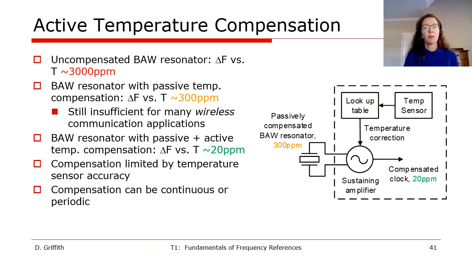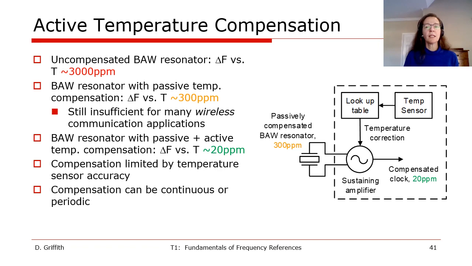However, we saw that we could add passive temperature compensation through the SiO2 layer, and with precisely the right thickness, we can get down to under 300 ppm frequency variation over the entire temperature range. So that's good, but still not good enough.